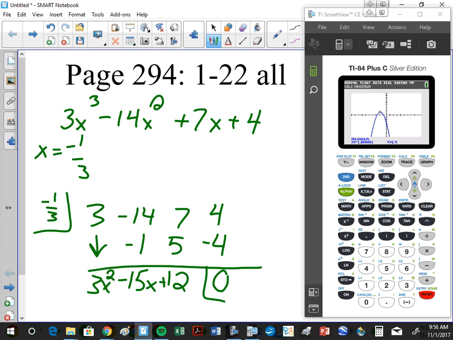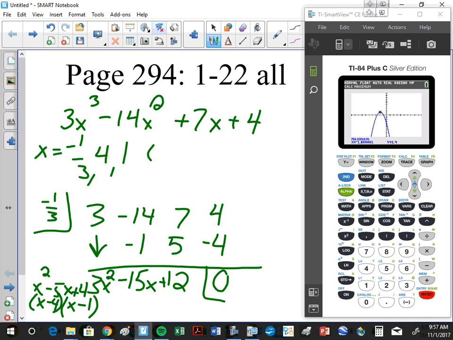Can I make that any easier? Divide by 3. So you end up with x squared minus 5x plus 4. Does that factor? X minus 4 and x minus 1. So my roots are -1/3 and 4 and 1.